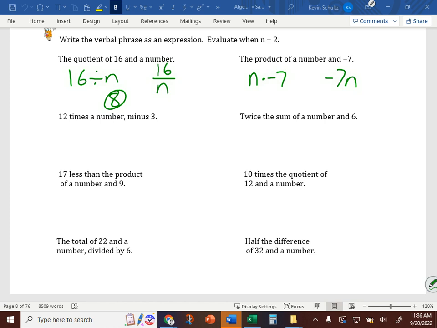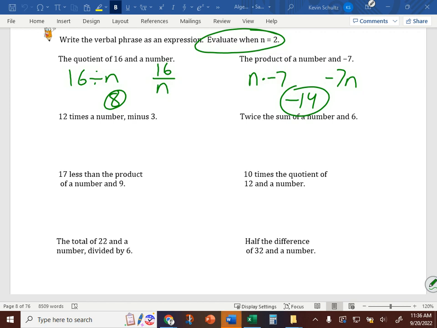Kylie? Because I tell you to evaluate when n equals 2. In this case, -7 times 2 or 2 times -7, either way, you get a value of -14.